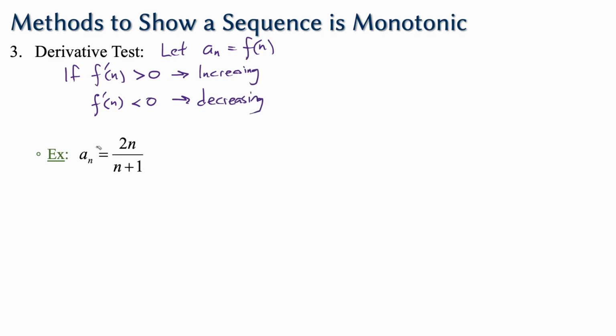Okay, so in my example here, we have a different sequence. And again, we're going to view this as a function of n, and we'll just call that function 2n over n plus 1. What we want to do is figure out the derivative, and then figure out for values of n, is this a positive or negative expression? So this time we'll need the quotient rule. So it'll be 2 times n plus 1 minus 1 times 2n divided by n plus 1 squared.